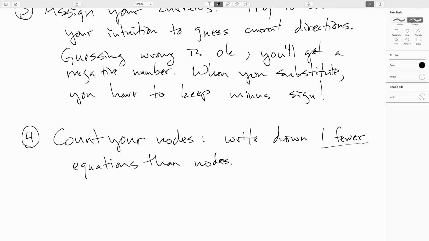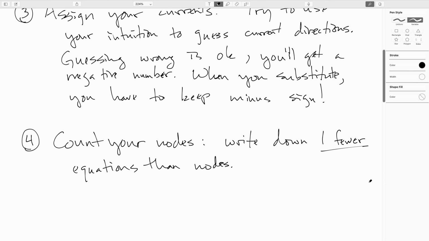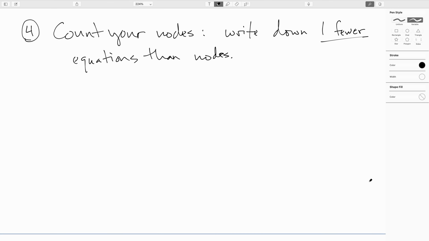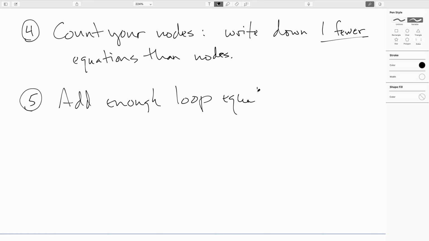Now, in almost any situation, once you've written down all of your node equations, you still will not have enough equations, because remember, when solving simultaneous equations, you always have to have as many equations as unknowns. So then this is where we add in the loop equations. So we add enough loop equations until the number of equations equals the number of unknowns.